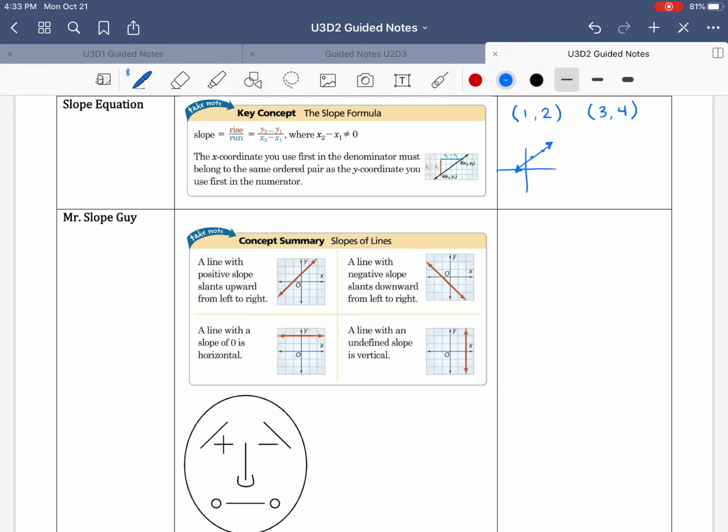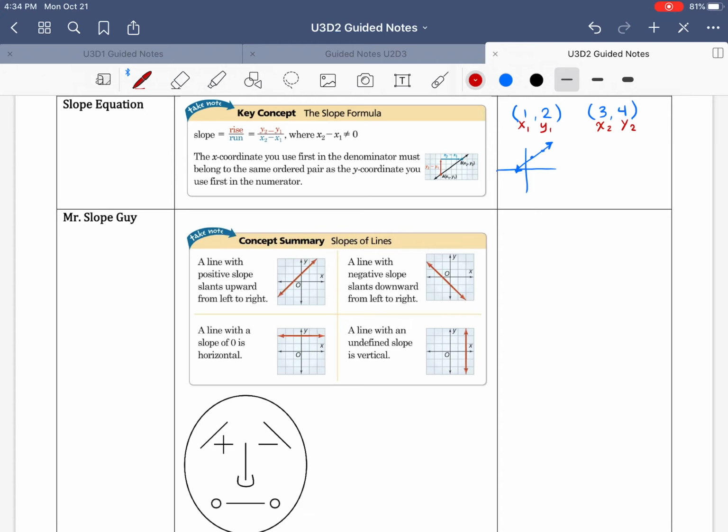Well, you can find out using a slope equation, y2 minus y1 over x2 minus x1. So your first value here is x, and it's the first x, so we put x1. Your second number is y1, then x2, y2. And you can use those to put into our slope equation and determine the slope.